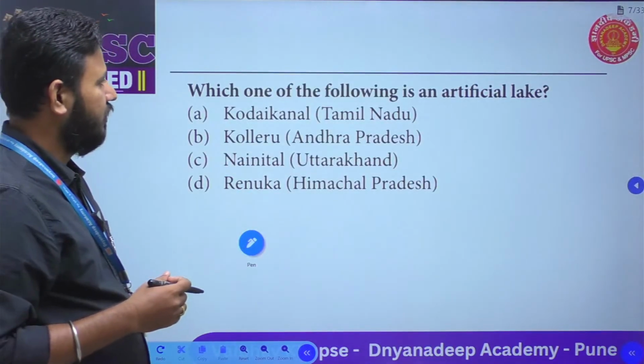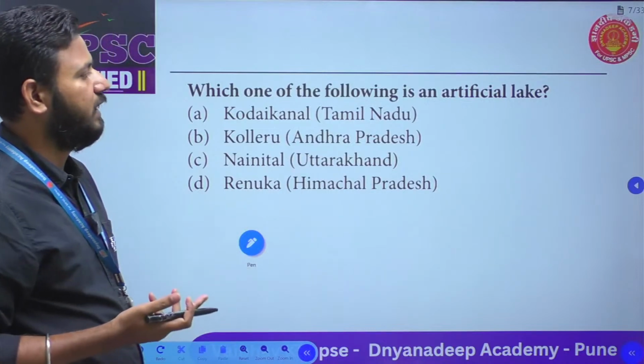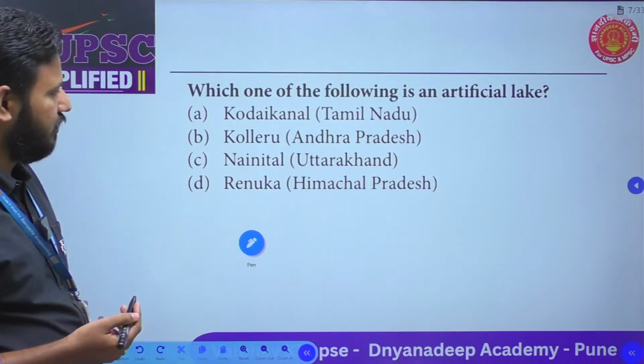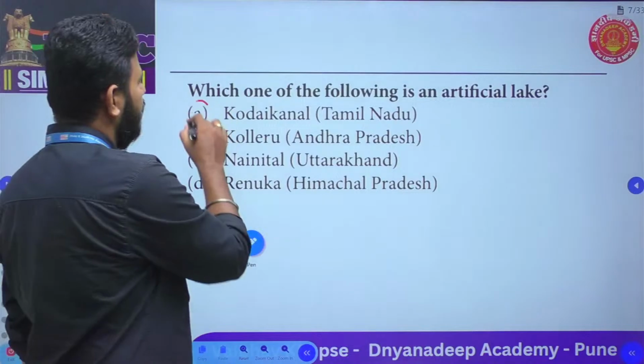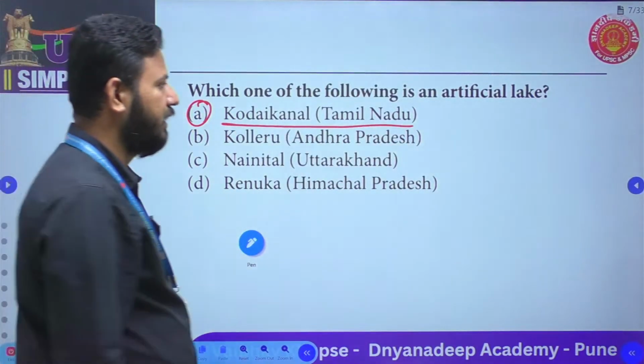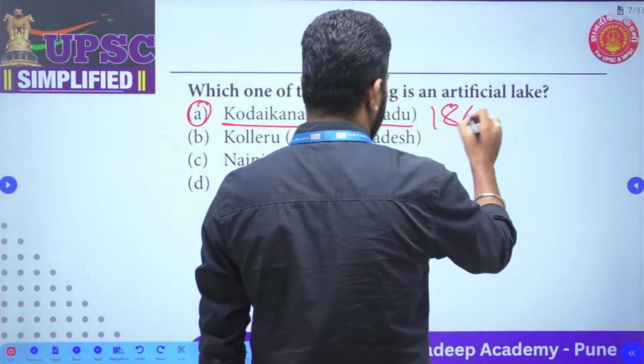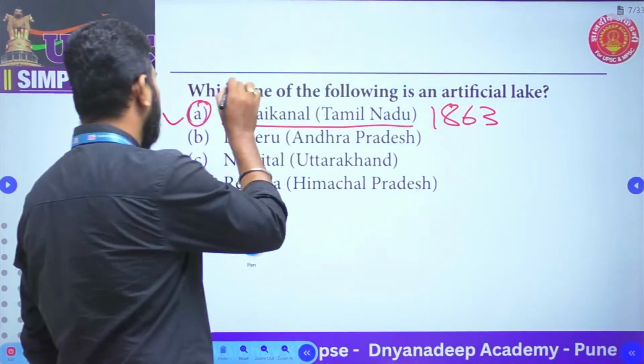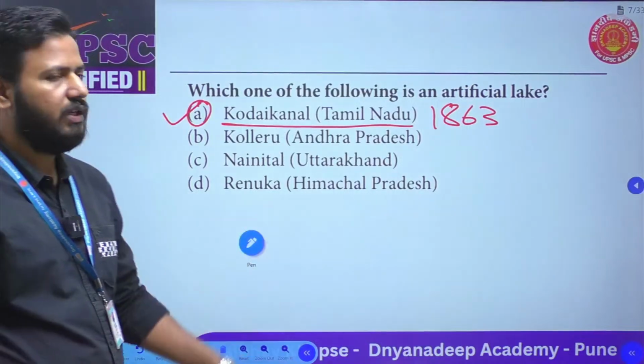The next question, which one of the following is an artificial lake? Does not need much explanation. The answer here would be the canal. Okay, this was dug up in 1863 by the Britishers. So this is the artificial lake from the given options.